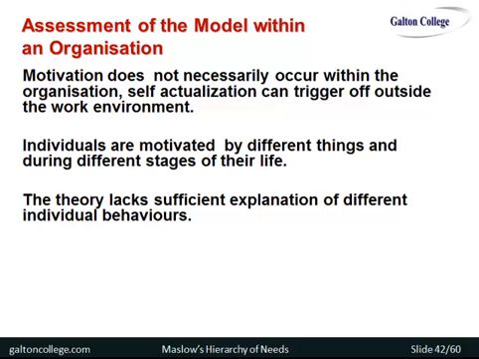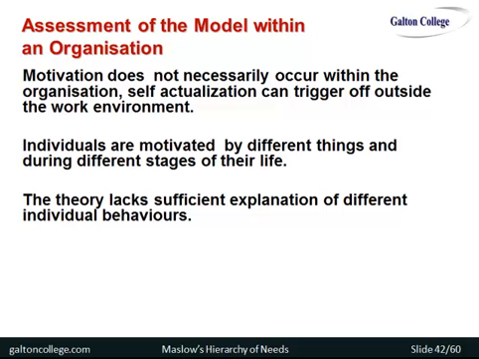The theory lacks sufficient explanation of different individual behaviours. It doesn't really tell us about individual behaviours. Maslow's hierarchy of needs is a good structure to understand how we move from one set of motivators to the next, but it doesn't really tell us anything about the mechanisms, how we try to move from one to the next. It doesn't give us the bridges between one set and the next.